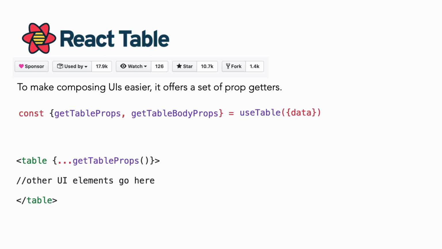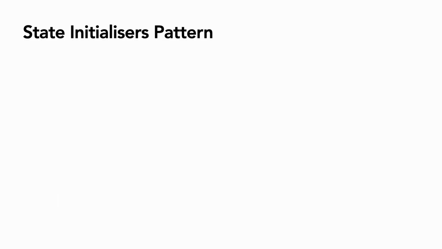Now, if you combine custom hooks and prop getters, you can see how React Table can go ahead and not provide any UIs at all, and the user can still go ahead and compose their own tables. Now, this comes with a lot of benefits, and one of them is this flexibility. The flexibility and ease that you provide to your users makes this pattern a very beautiful one. Now we're going to go ahead to the next one.